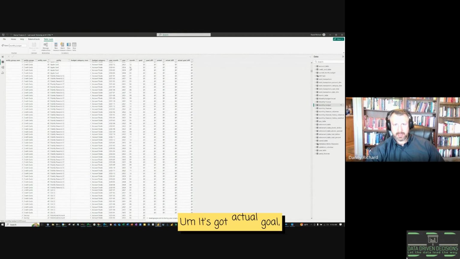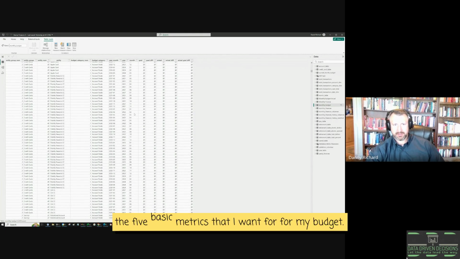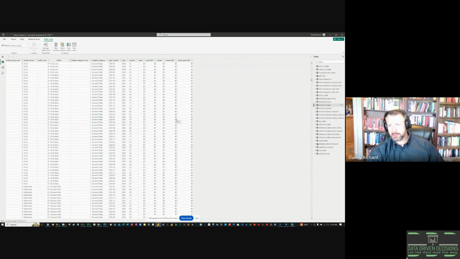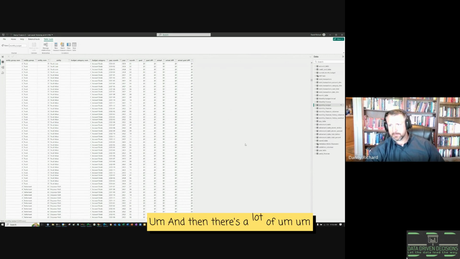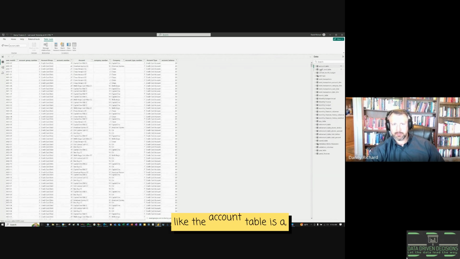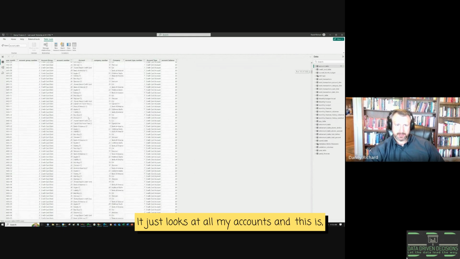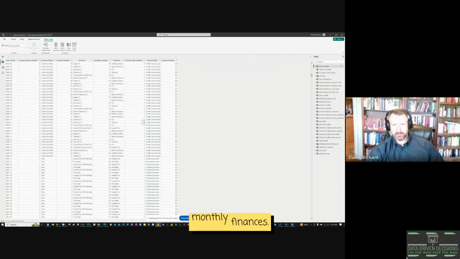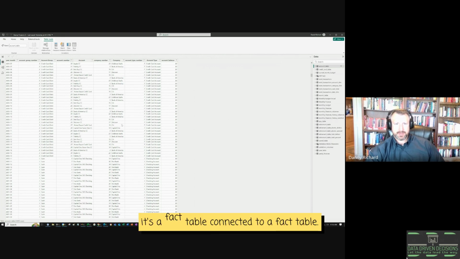It's got actual goal. It's got the five basic metrics that I want for my budget. And then, like the account table is an additive account. It just looks at all my accounts, and this is a fact table in itself that connects to the main fact table, monthly finances. So it's a fact table connected to a fact table. That's okay because this is columnar.